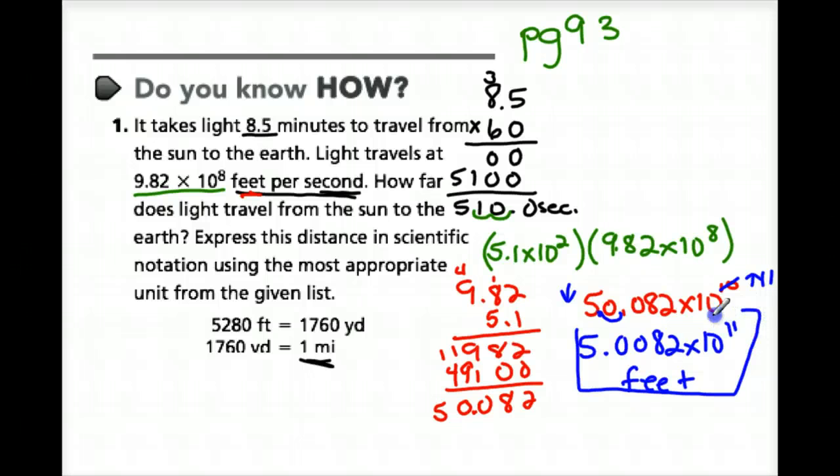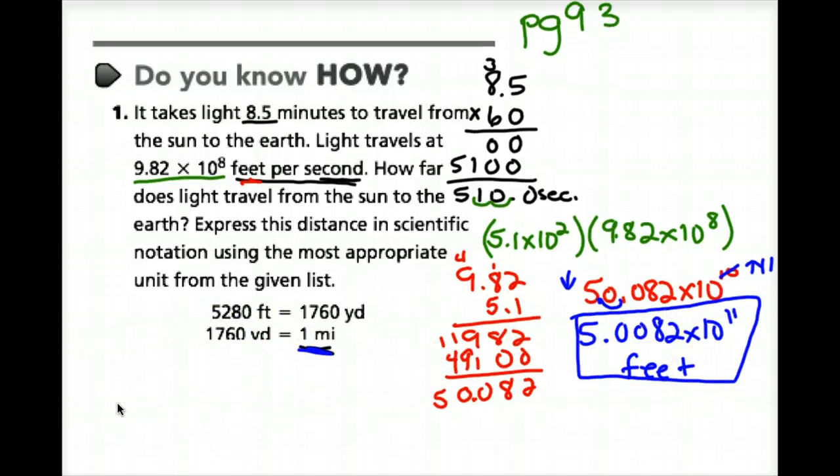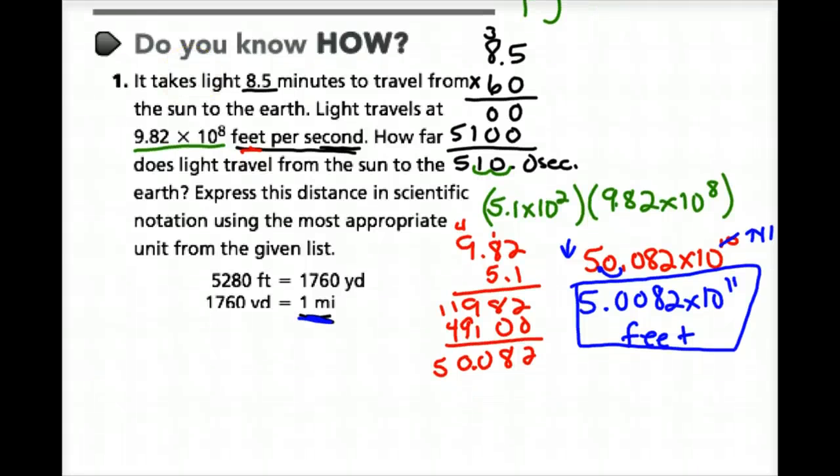Well, now we kind of have an answer. Then they say, express the distance in scientific notation using the most appropriate unit from the given list. And as we said before, the most appropriate unit is miles. So of course we have to convert all these feet to miles. I told you there was a lot of work. So we know that from this list, there's 5,280 feet in 1 mile because it's equal to each other.